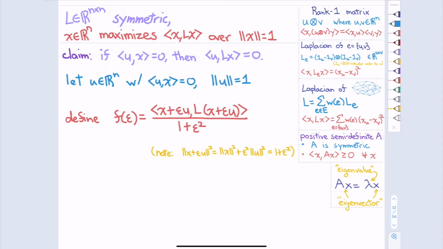There's a more direct way to try to figure out what value of epsilon will maximize f. Why 0? x maximizes xLx over unit vectors. And x plus epsilon u divided by the square root of 1 plus epsilon squared is also a unit vector, so this is also doing xLx over a unit vector.